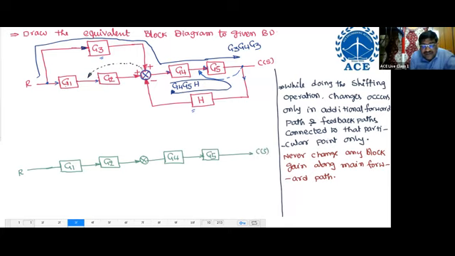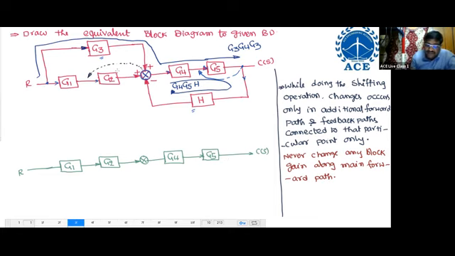What is the main forward path? Here G1, G2, G4, G5. Here also, what is the main forward path? G1, G2, G4, G5. The main forward path never changes, either here or here. Before shifting also, after shifting also, the main forward path gain is the same.